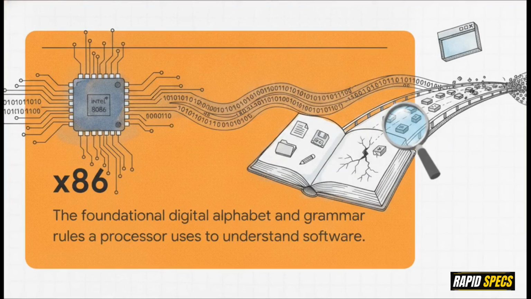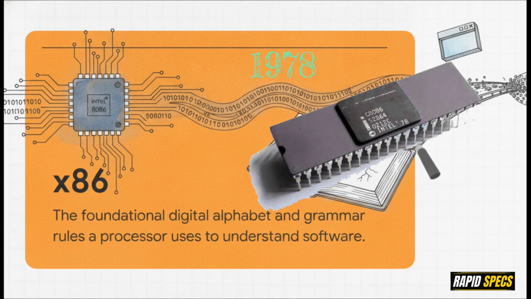But the real turning point, that arrived in 1978 with the Intel 8086. And the concept of x86 is absolutely crucial to understand here. You can think of x86 as the fundamental digital alphabet and the grammar rules that a processor uses to actually understand software. The 8086 laid down this foundational language, and it quickly became the absolute industry standard for personal computers.